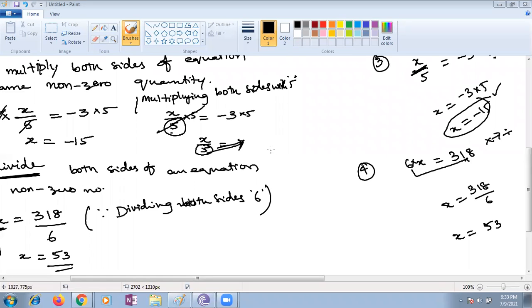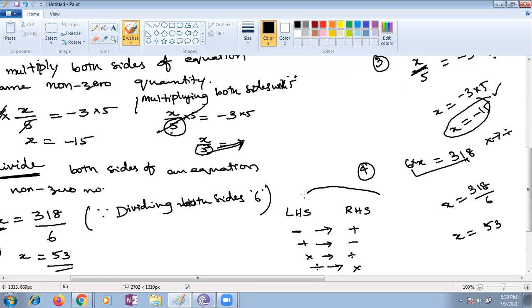You also have to write this, children. That is the most important thing. LHS means left hand side, RHS means right hand side. If a term is negative on the LHS and you transpose it to the other side, it becomes plus. Plus becomes minus. Multiplication becomes division. Division becomes multiplication. This is the only part you need to remember.